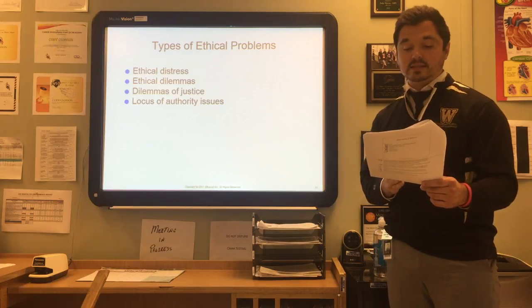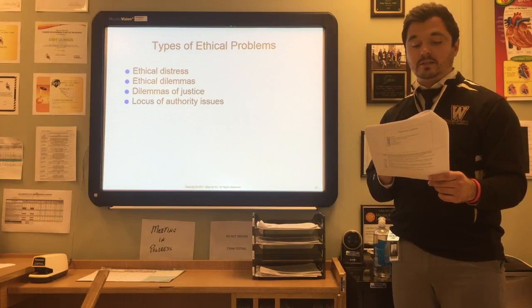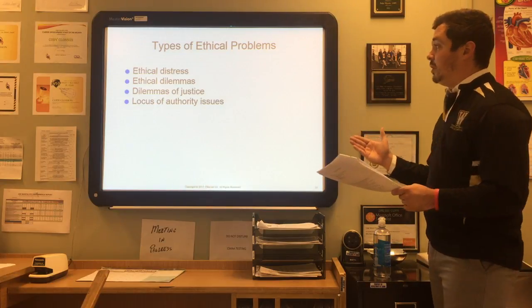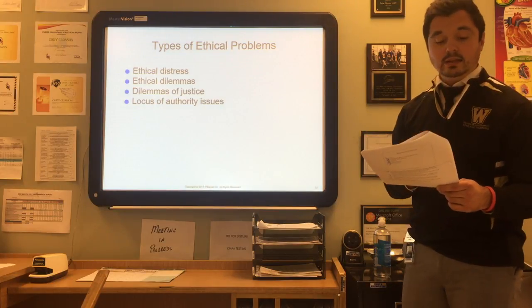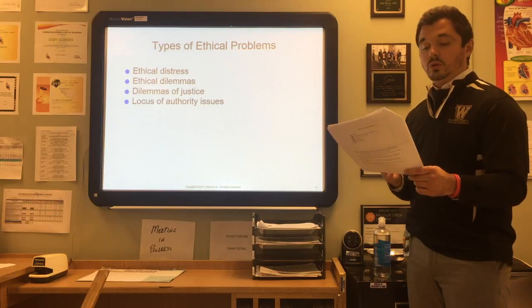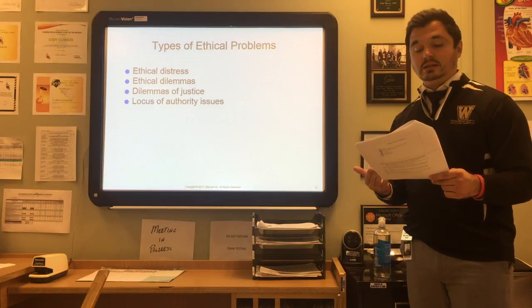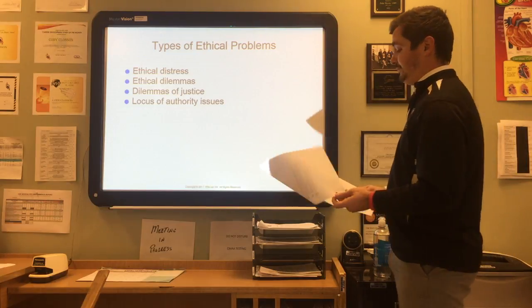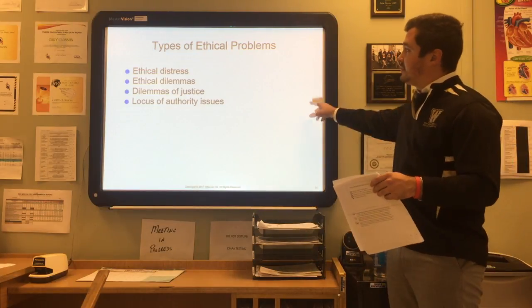And then you have dilemmas of justice. Okay, dilemmas of justice is when a problem focuses on the fair distribution of benefits to those who are entitled to them. And then you have locus of authority issues. In a locus of authority issue, two or more authority figures have their own ideas about how a situation should be handled. So those are the different types of ethical problems.